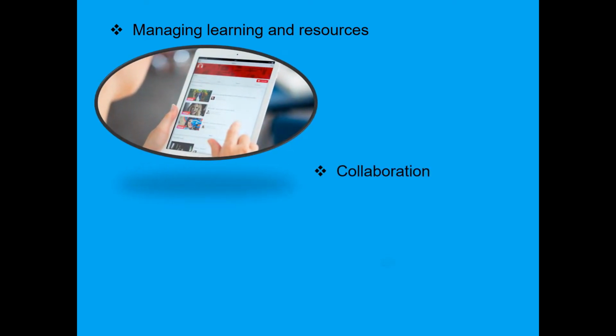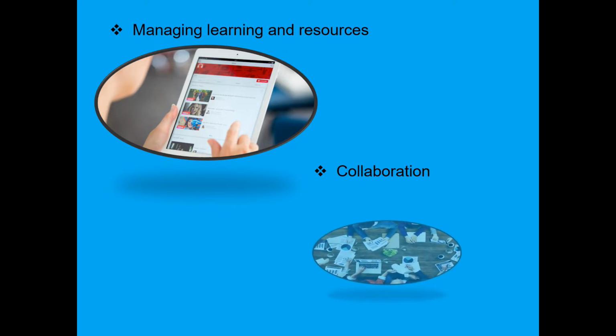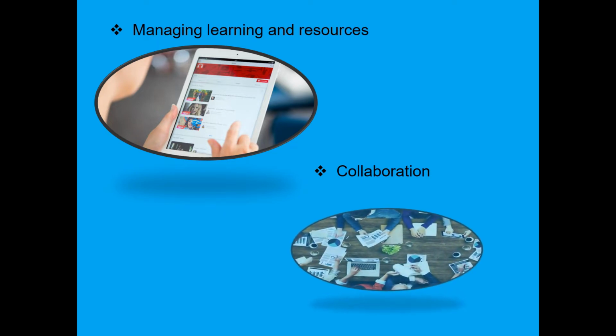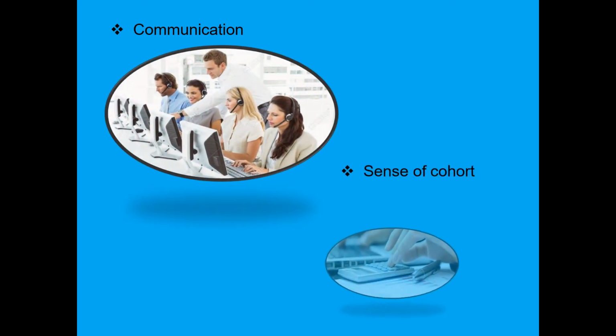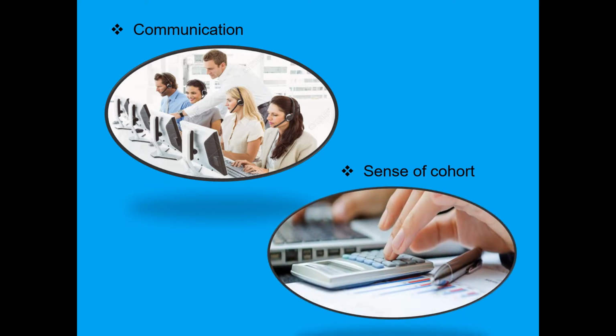For collaboration, it enables individuals to work together to achieve a defined and common business purpose. It also exists in two forms, the synchronous and the asynchronous. For communication, it is sending or receiving information such as through telephone lines or computers. For sense of cohort, it refers in essence to a group of students who enter a program together and typically proceed through their coursework in the same sequence at the same time.